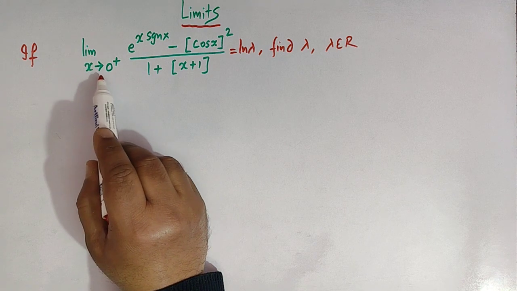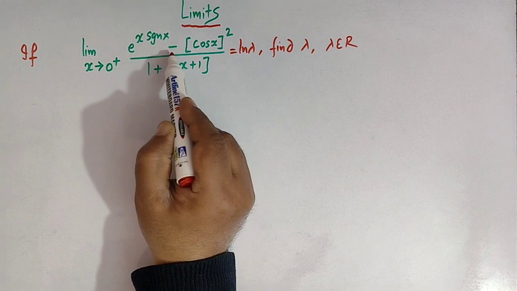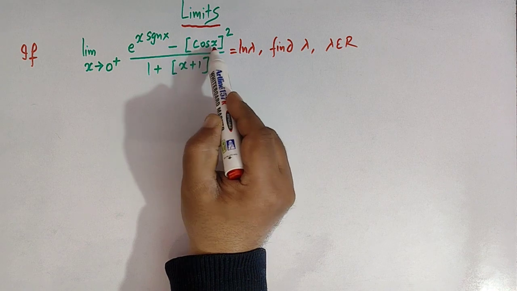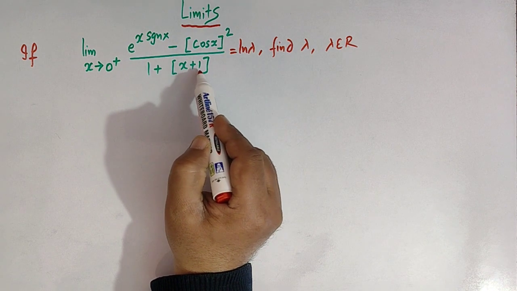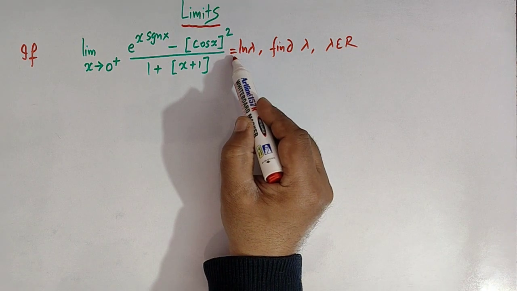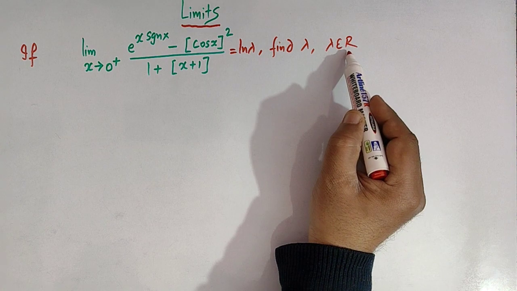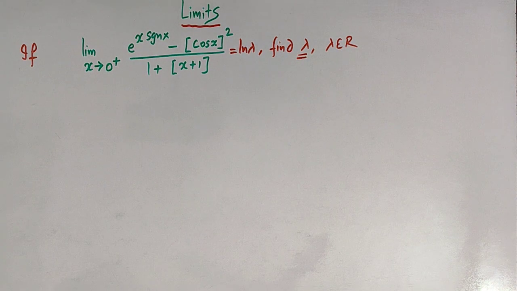So here we have limit x tends to 0 plus, e raised to x signum of x, minus the square of greatest integer of cosine x, divided by 1 plus greatest integer of x plus 1, is equal to log of lambda, where lambda belongs to the set of real numbers. Then we have to find the value of lambda.